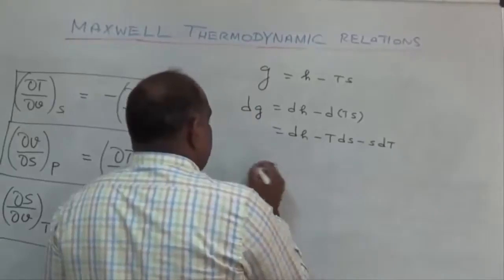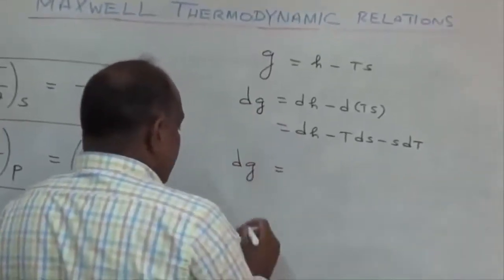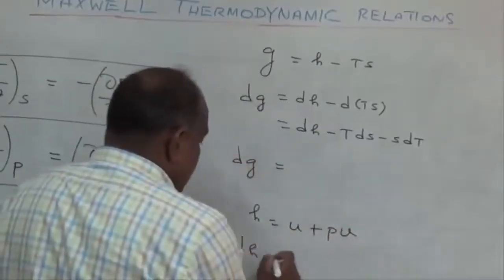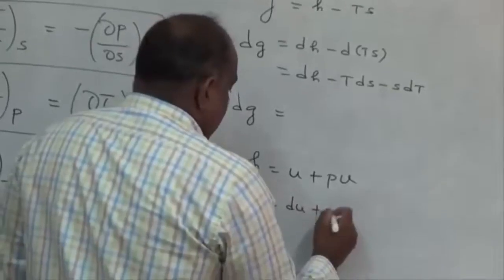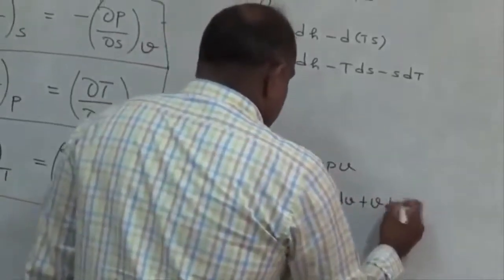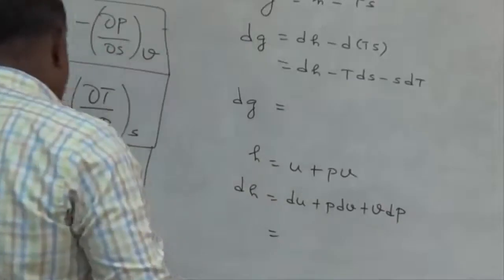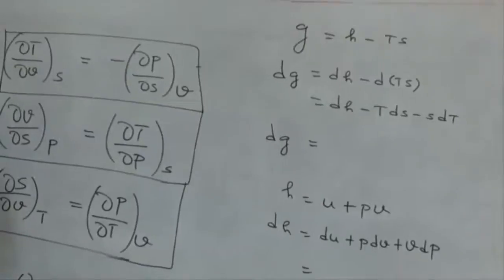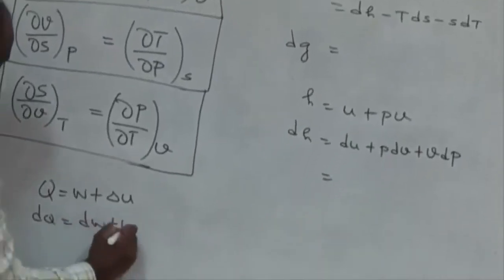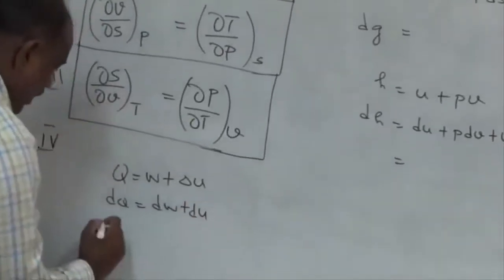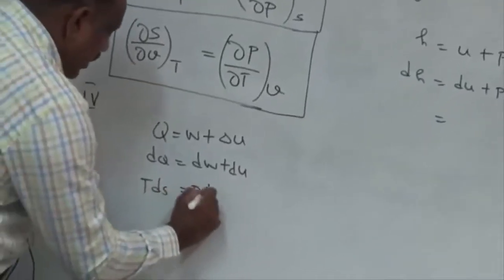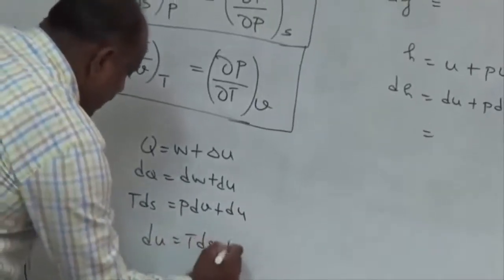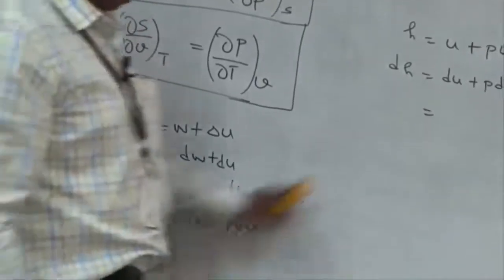So what is dH? H equal to U plus PV. So dH is equal to dU plus PdV plus VdP. What is dU? Just now we derived it. Once again we make it fast. So Q equal to W plus delta U, so dQ equal to dW plus dU, or TdS equal to PdV plus dU, or dU equal to TdS minus PdV. So substitute for dU here.